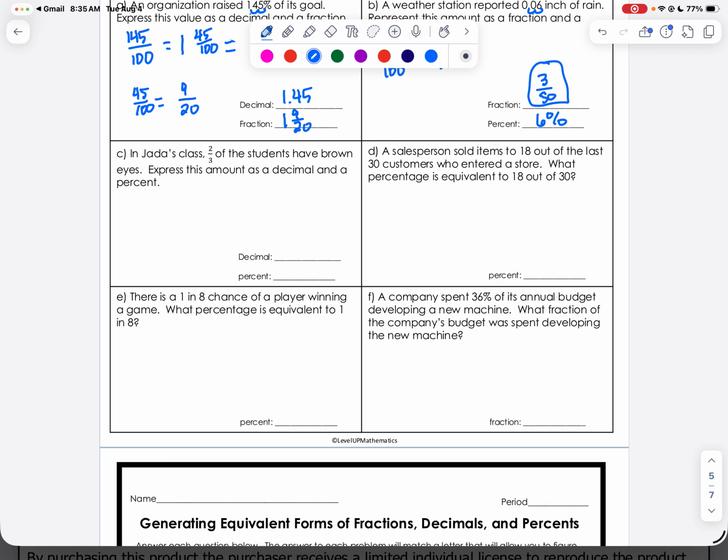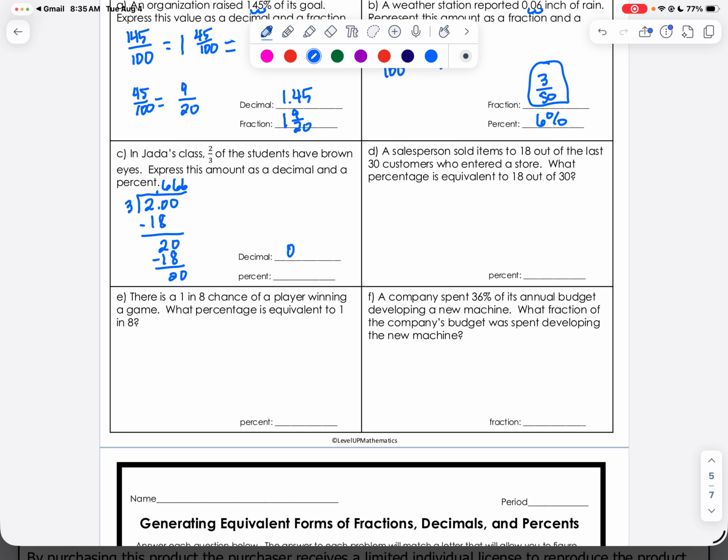All right. In Jada's class, 2/3 of the students have brown eyes. Express this amount as a decimal and a percent. Now, look at your denominator of 3. It will not easily scale to 100, so we're going to have to use long division here. So 3 will go into 20 6 times. 6 times 3 is 18. Subtract and bring down. 3 goes into 20 6 times again. Subtract and bring down. So as you can see, your decimal is repeating.